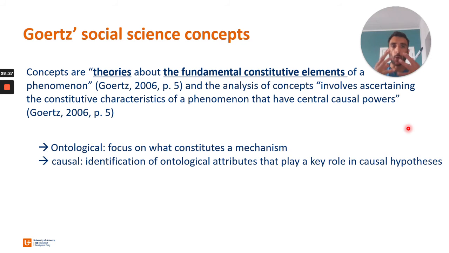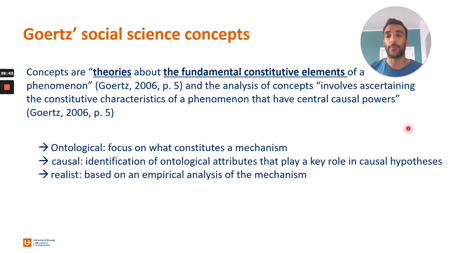So as mentioned, it's not going from the different cars and the brands and their color to a car, but it's really looking for the ontological attributes that play a key role in explaining what has happened, or explaining a causal theory, a causal claim. And it is realist because it's based on an empirical analysis of the mechanism, which means that when we do more research, when new empirical data is being analyzed, when new evaluations are being done, the definition of that concept will change.